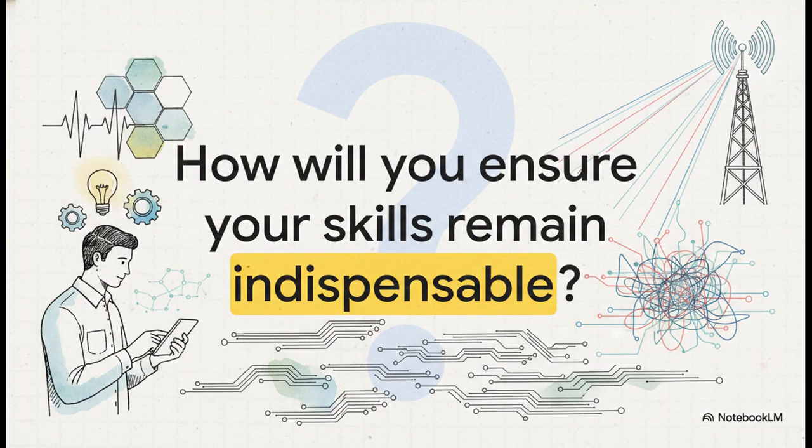Which really brings us to our final thought. As technology like AI and automated network monitoring gets smarter and more powerful, the job of the technician is changing. It's not just about finding the signal anymore. It's about understanding the context, solving complex puzzles, and applying that uniquely human ingenuity. So the real question is, how will you adapt and evolve to make sure your skills remain absolutely indispensable?